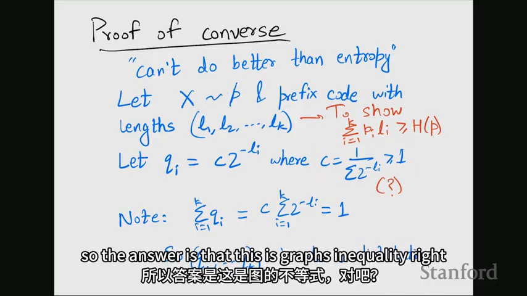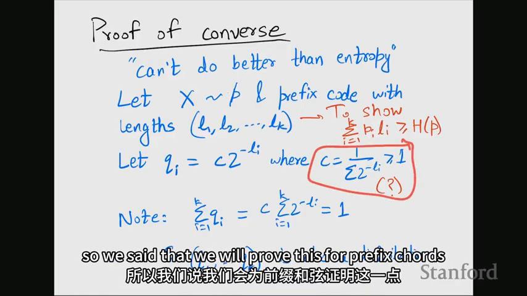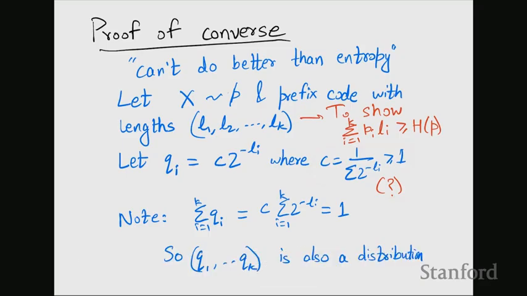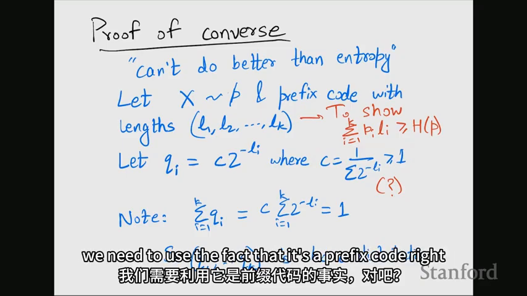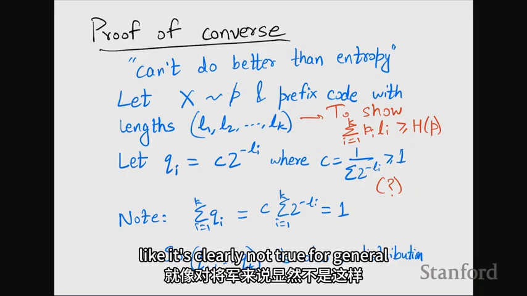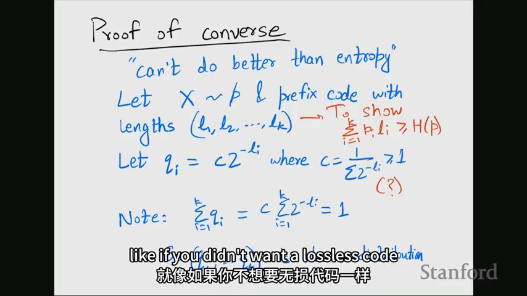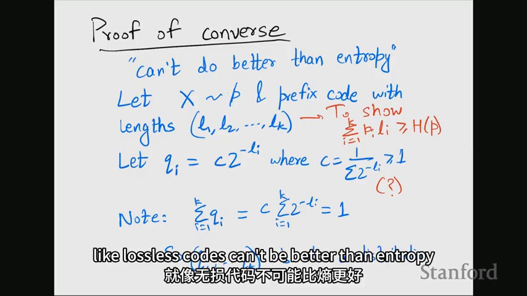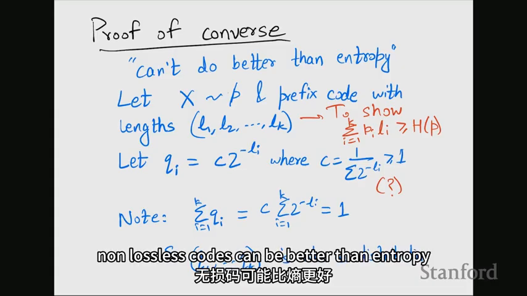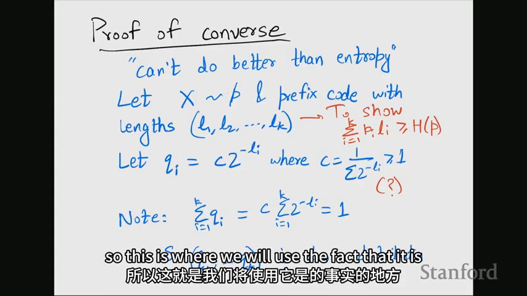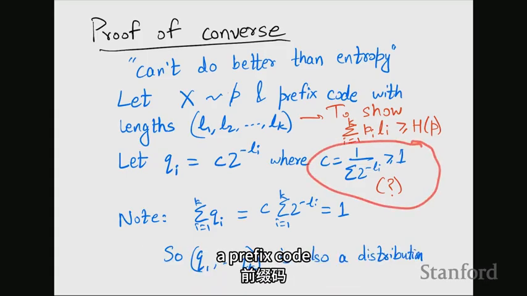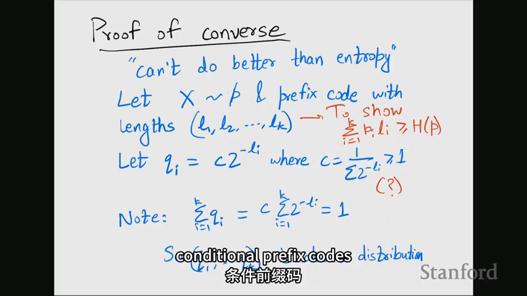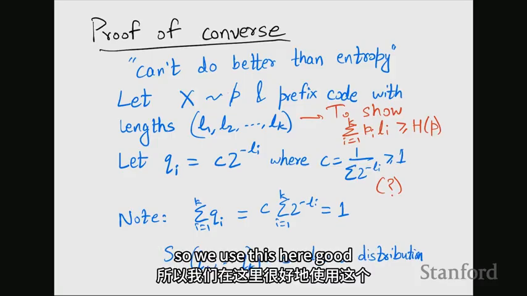Yes. So the answer is that this is Kraft's inequality, right? So we said that we will prove this for prefix codes, but somewhere we need to use the fact that it's a prefix code. It's clearly not true for general codes. If you didn't want a lossless code, you could just have a code where every length is 0 or every length is 1. So yeah, lossless codes can't be better than entropy. Non-lossless codes can be better than entropy. So this is where we will use the fact that it is a prefix code. For a prefix code, we saw that it's an if and only if condition: prefix codes if and only if Kraft's inequality. So we use this here.